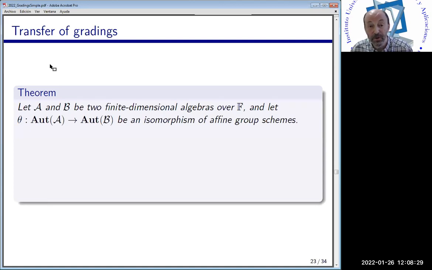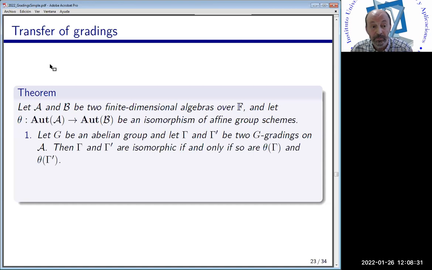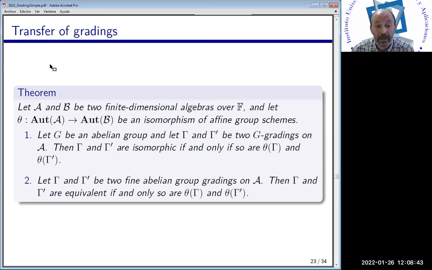If we have an isomorphism of affine group schemes, then if we have two G-gradings on A, these two G-gradings are isomorphic if and only if so are the corresponding G-gradings on B. And the same, if we have two fine gradings on A, these are equivalent if and only if the corresponding gradings on B are fine and equivalent. Okay. So everything works as it should be. And we can transfer all these gradings.